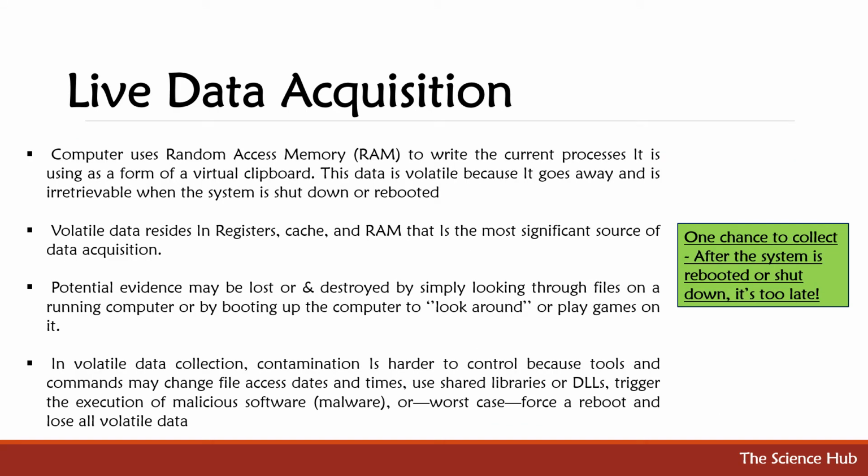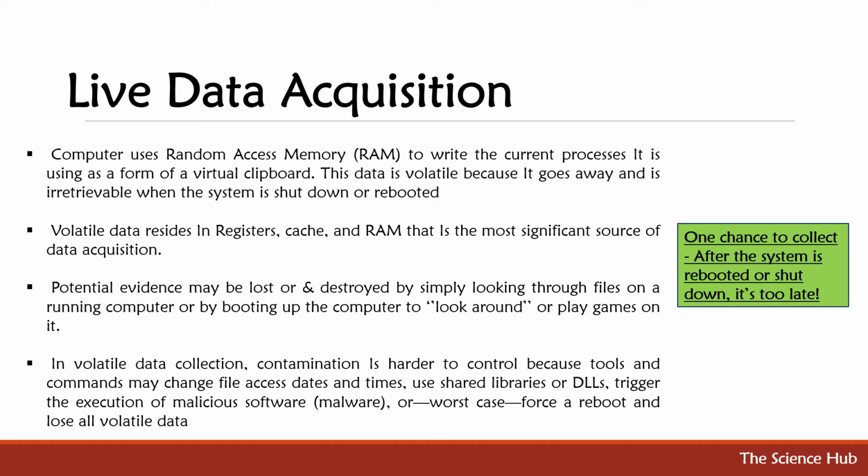Live data acquisition. A computer uses random access memory, RAM, to write the current processes it is using, as a form of virtual clipboard. This data is volatile because it goes away and is irretrievable when the system is shut down or rebooted. Volatile data resides in registries, cache, or RAM, which is the most significant source of data acquisition. Potential evidence may be lost or destroyed by simply looking through files on a running computer, or by booting up the computer to look around or play games on it.